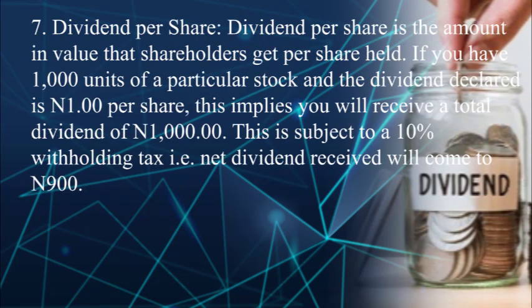7. Dividend per share. Dividend per share is the amount in value that shareholders get per share held. If you have 1,000 units of a particular stock and the dividend declared is 1 naira per share, this implies that you would receive a total dividend of 1,000 naira. This is subject to a 10% withholding tax, that is, the net dividend received will be 900 naira.